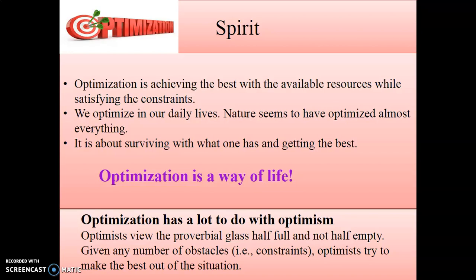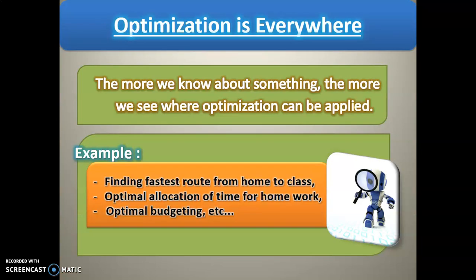Optimization has a lot to do with optimism. The optimist views the proverbial glass as half full and not half empty. Given any number of obstacles, or we can say constraints, optimists try to make the best out of the situation. So optimization is everywhere. The more we know about something, the more we see where optimization can be applied. Some examples are finding the fastest route from home to class, and optimal allocation of time for homework. Even at school, a child tries to optimize their homework.